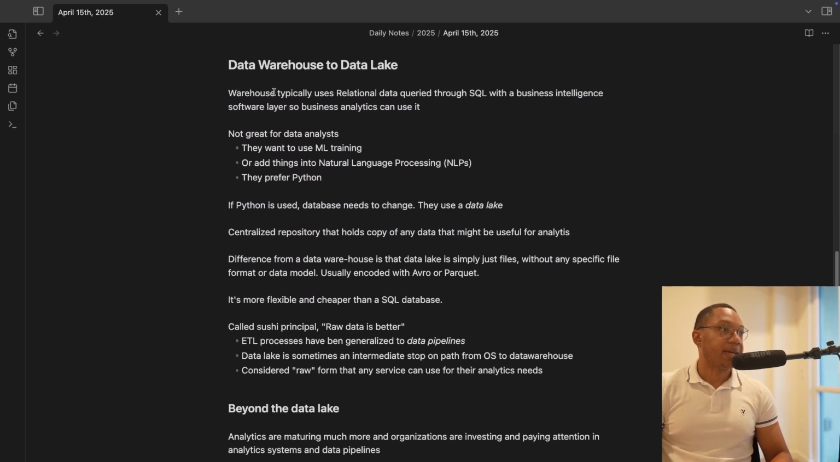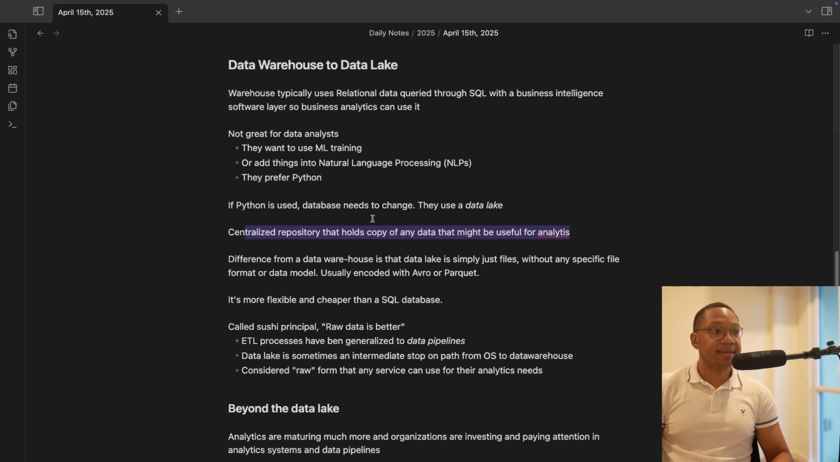After this, we have data warehouse to data lake. Warehouses usually are relational and need to be queried, but business analysts don't know a whole lot about that kind of stuff, and so it's pretty complicated. They prefer using Python. They prefer using NLP, ML. And so there needs to be some kind of change.